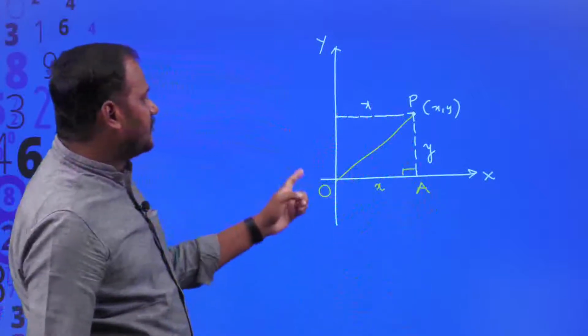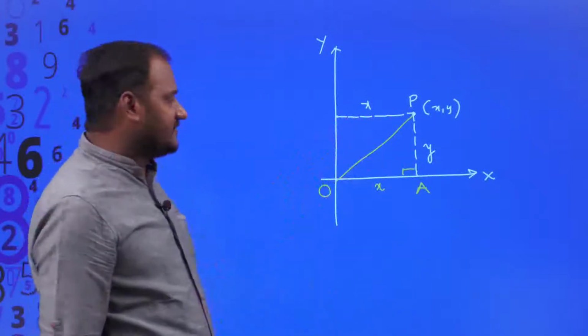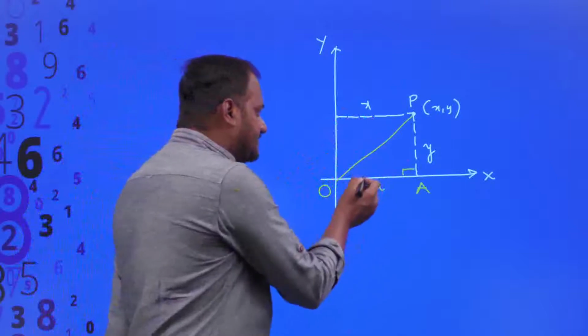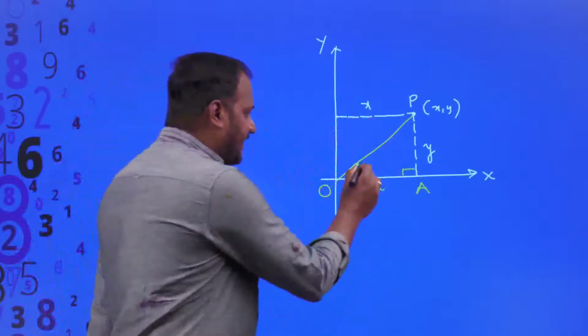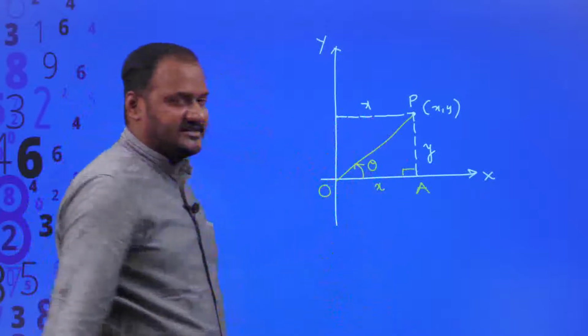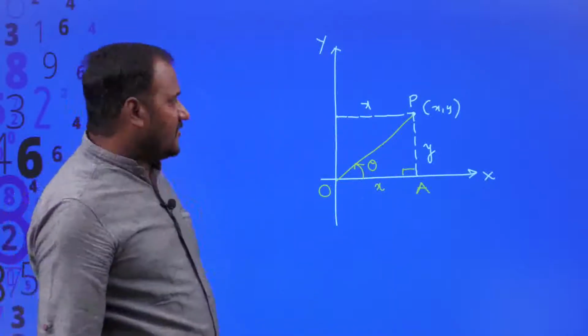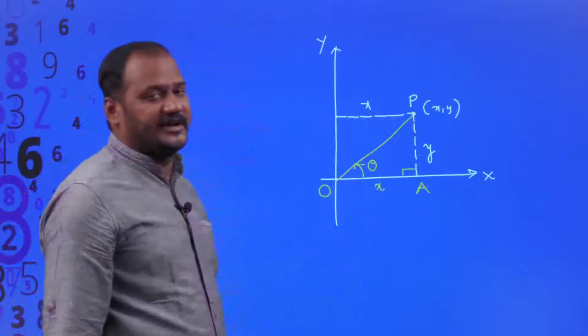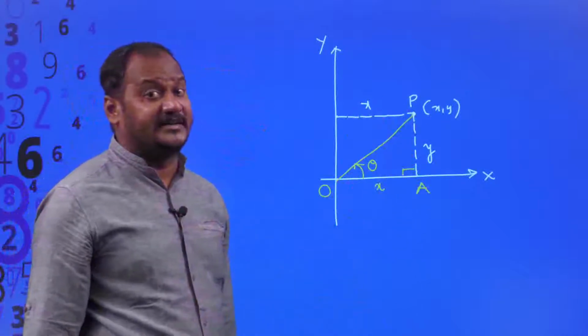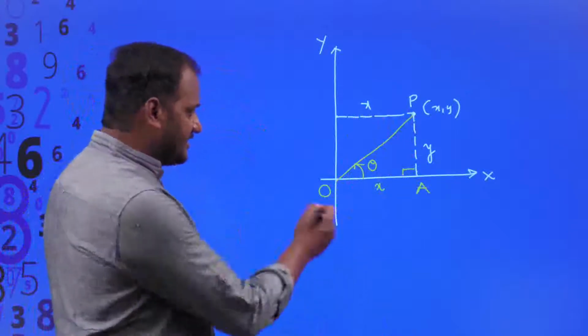Once we observe triangle OPA, we can understand one thing: this OP started rotating in the anti-clockwise direction, then that angle is formed and the angle can be considered as positive angle theta. With the help of this right angle triangle OAP, you can find out the values of all trigonometric ratios. Right? I will just write here.